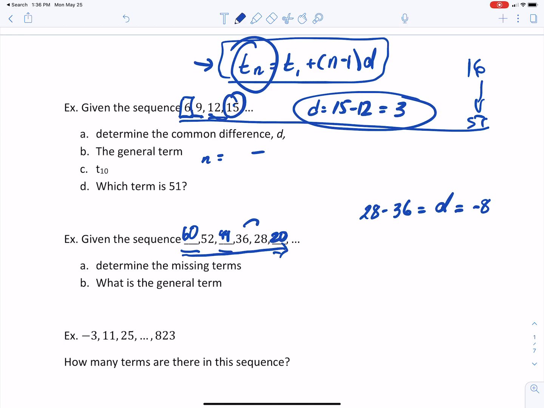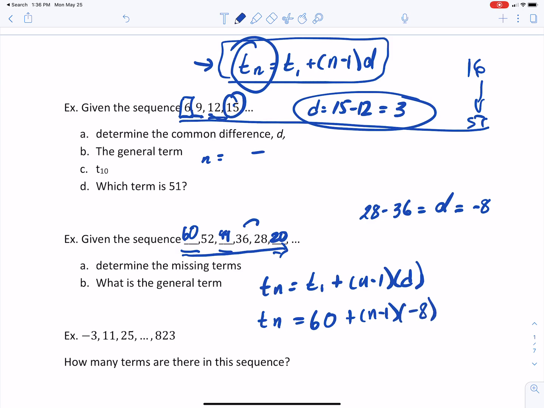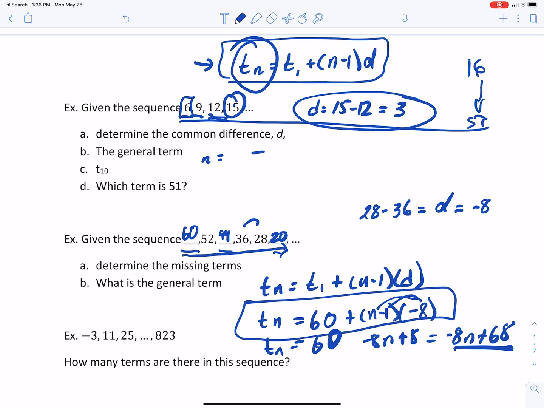So the general term is Tn is the first term plus n minus 1 times the common difference d. So the general term is 60 plus n minus 1 times negative 8. And of course here I could do the algebra and go minus 8n plus 8, 60, and so on. And then just say, well, that's negative 8n plus 68. And I could write it that way. But this is sufficient as well. You might see in some homework or assignments this is the answer looking like that, though, but know that those mean the same thing.